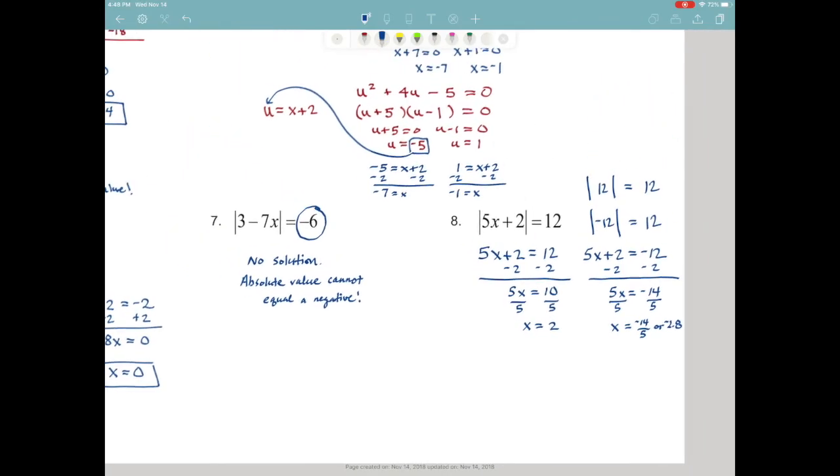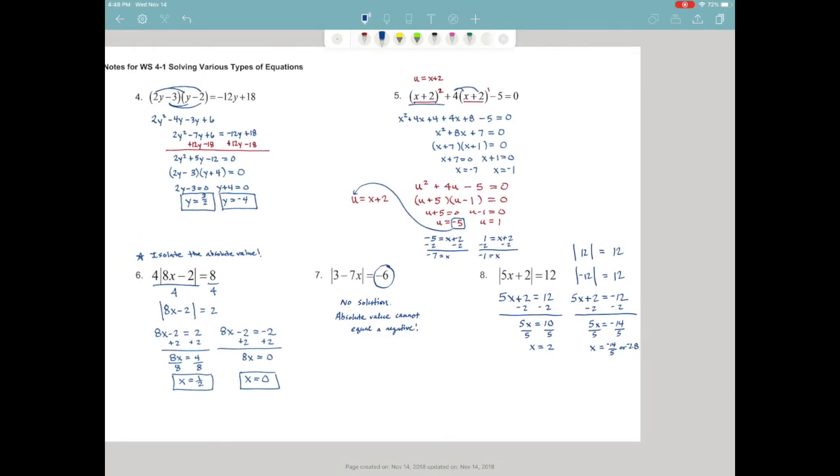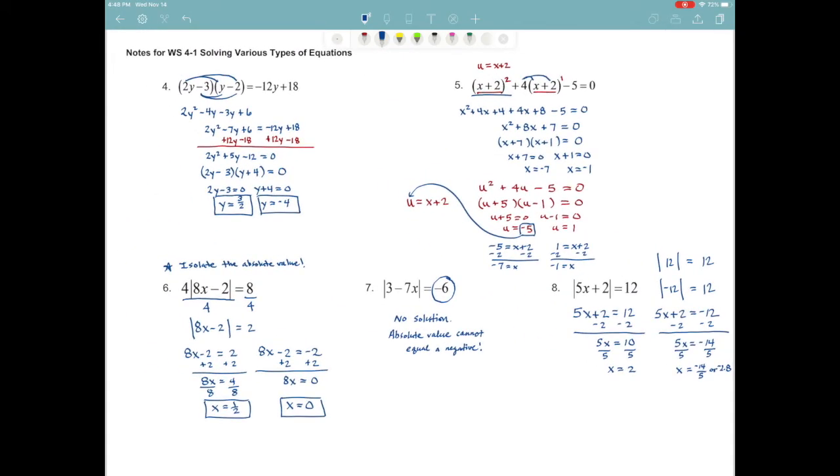All right, that is the end of the notes for chapter 4-1 there. We're just reviewing ways to solve various types of equations. This will be important as we move forward and get into more complex equations in this chapter.